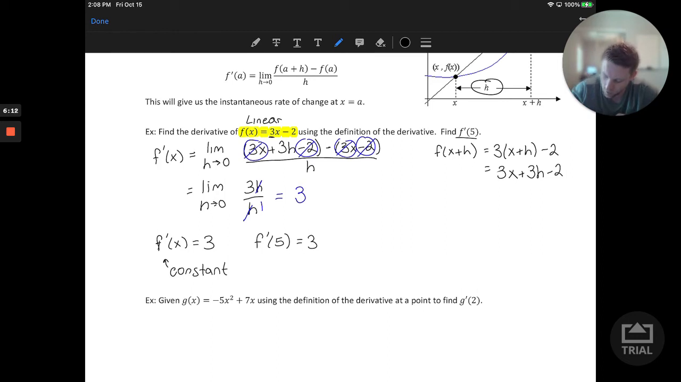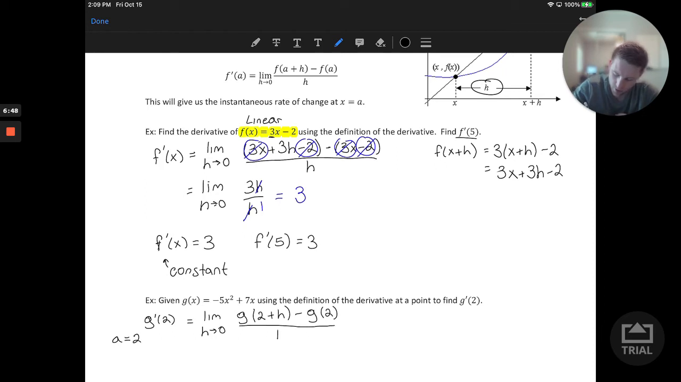So here we're going to be solving for g prime of 2, and that means the a value is going to be 2. We're going to fill in the point that we're interested in. So a in this equation has to be 2. By definition, we would write this as the limit as h goes to 0 of g of 2 plus h minus g of 2 over h.